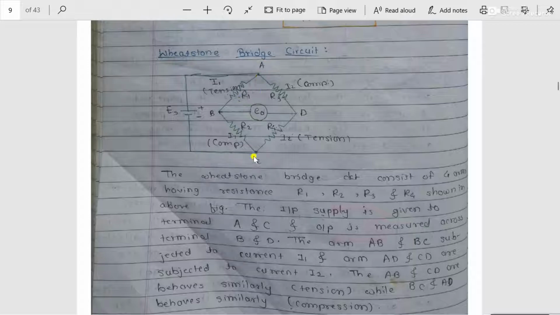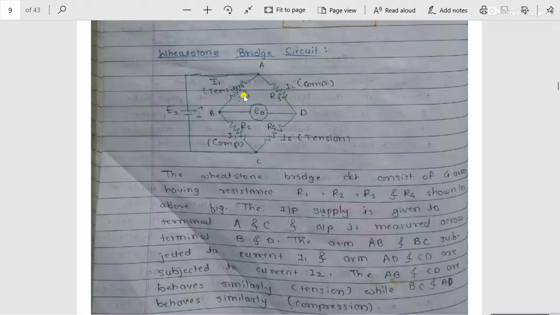So the two arms on the left side of points A and C are subjected to the current I1, and the arms on the right side of points A and C are subjected to the current I2. So this is related to the different currents subjected to the different arms. Then out of the four arms, the arms which are in front of each other behave similarly, and the arms which are adjacent to each other do not behave similarly.